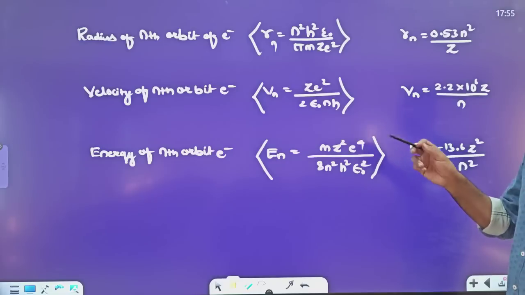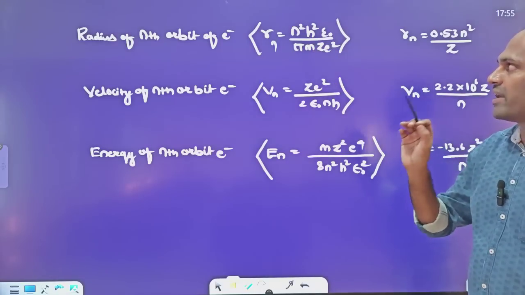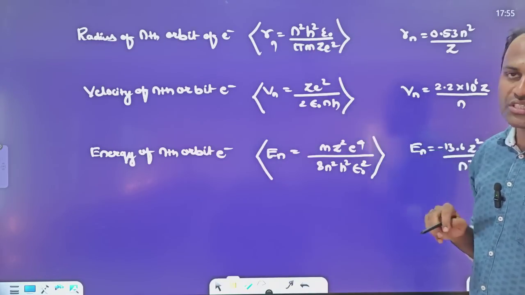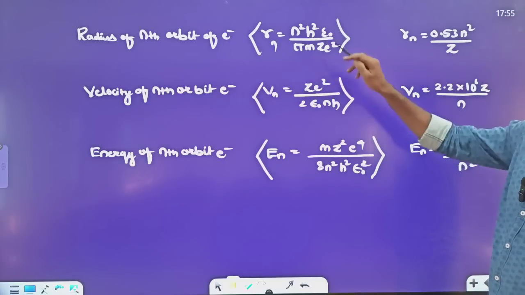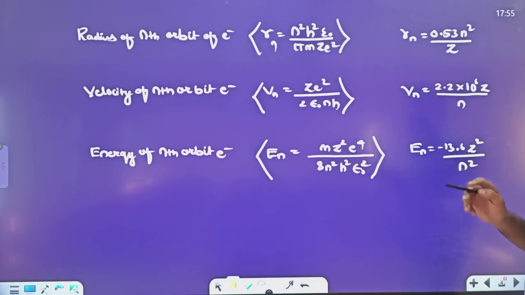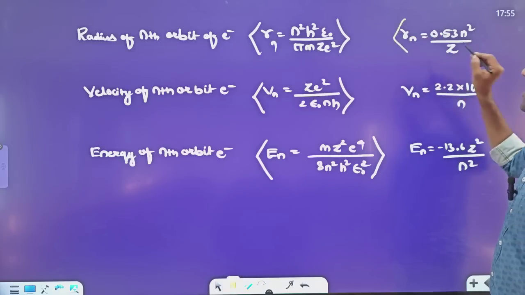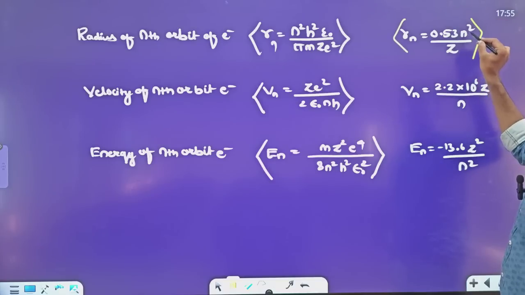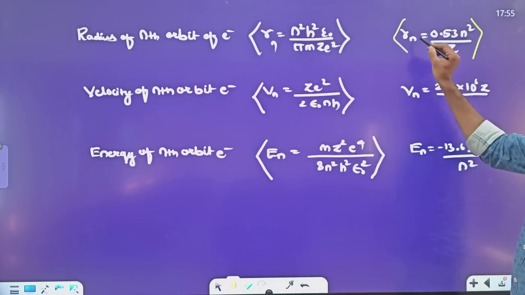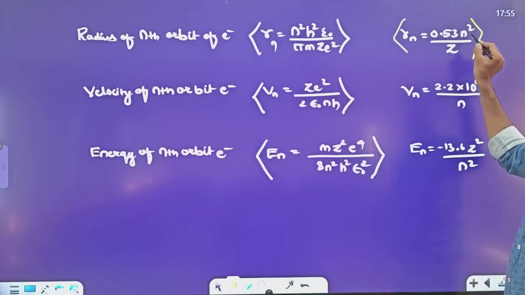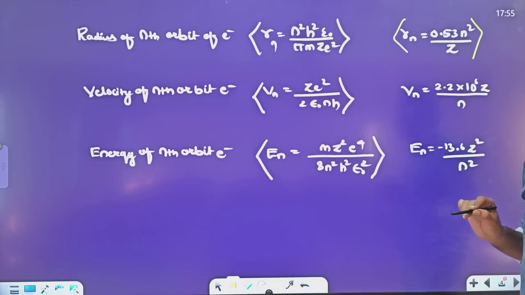If you see, n and z are the only variables here, and all the rest are constants. So if I substitute all the constants and simplify, I will get the number 0.53. So the radius of the nth orbit is equal to 0.53 n square divided by z. It means the radius of the nth orbit is directly proportional to n square and inversely proportional to the atomic number.